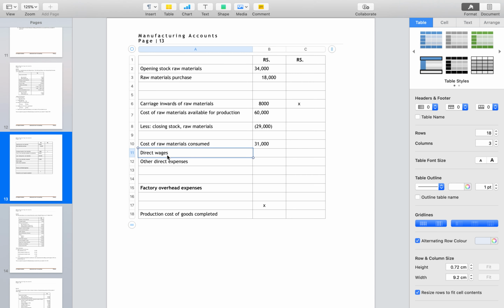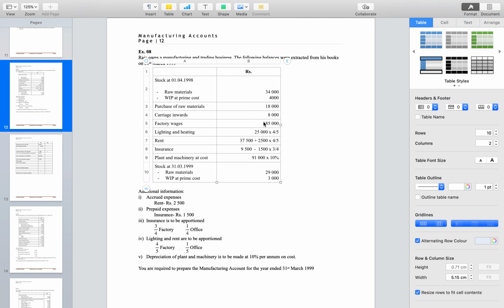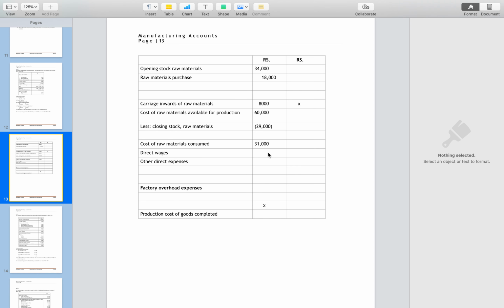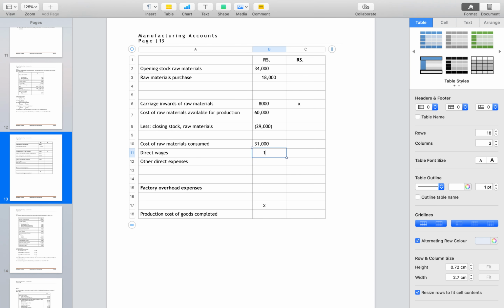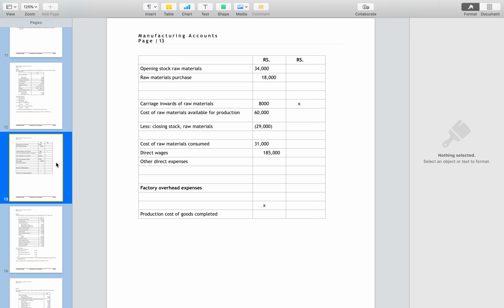Now we must look for direct wages. When you look at your question paper over here, here we go, factory wages. Factory wages is direct wages in the given question, so you copy down that also. As you can see, direct wages is now going to be 185,000. Other direct expenses: when you go through your question completely, there is nothing called other direct expense, so that can be ignored. Now this is a learning point of your question.